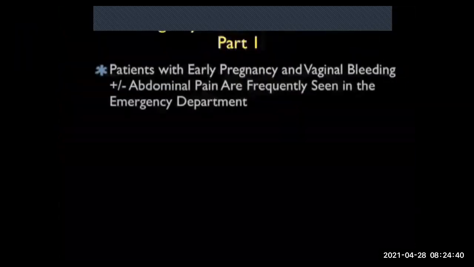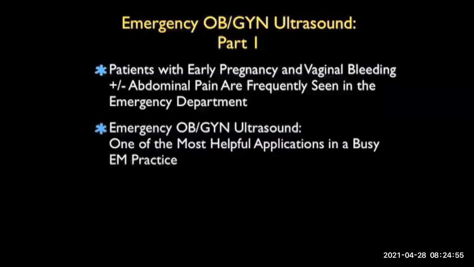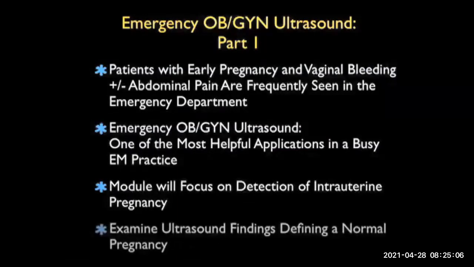Hello, my name is Phil Pereira, and I'm the Emergency Ultrasound Coordinator at the New York Presbyterian Hospital in New York City. And welcome to Soundbites Cases. In this module entitled Emergency OBGYN Ultrasound Part 1, we're going to focus entirely on the ultrasound findings of intrauterine pregnancy. Now, patients with early pregnancy and vaginal bleeding with or without abdominal pain are frequently seen in the emergency department. Luckily for us, emergency OBGYN ultrasound has evolved to be one of the most helpful applications of sonography in a busy emergency medicine practice. So this module will focus primarily on the detection of intrauterine pregnancy, and will examine the ultrasound findings that define a normal pregnancy for an emergency physician sonographer.